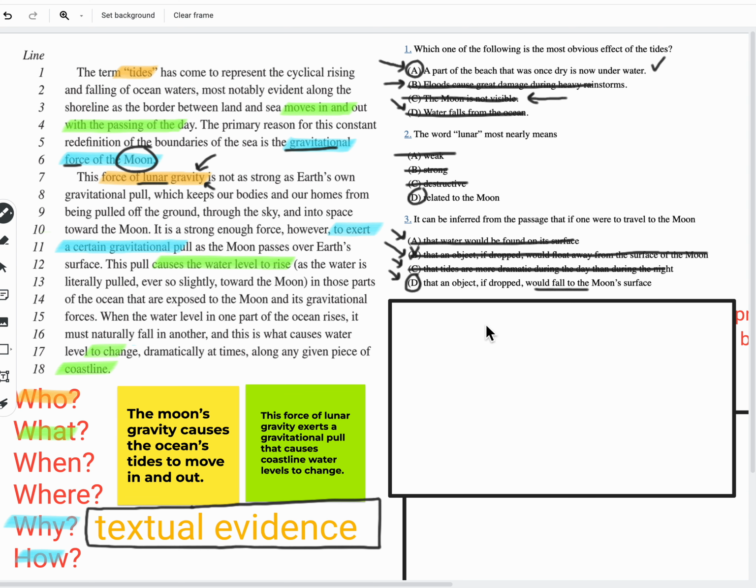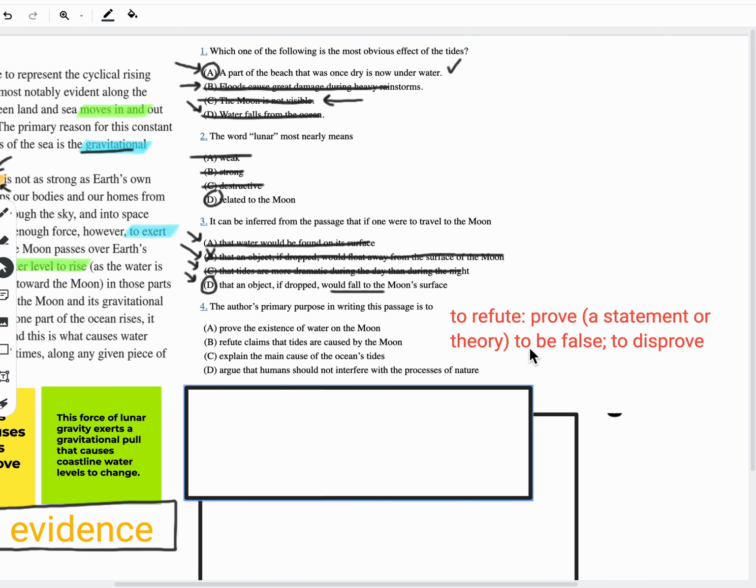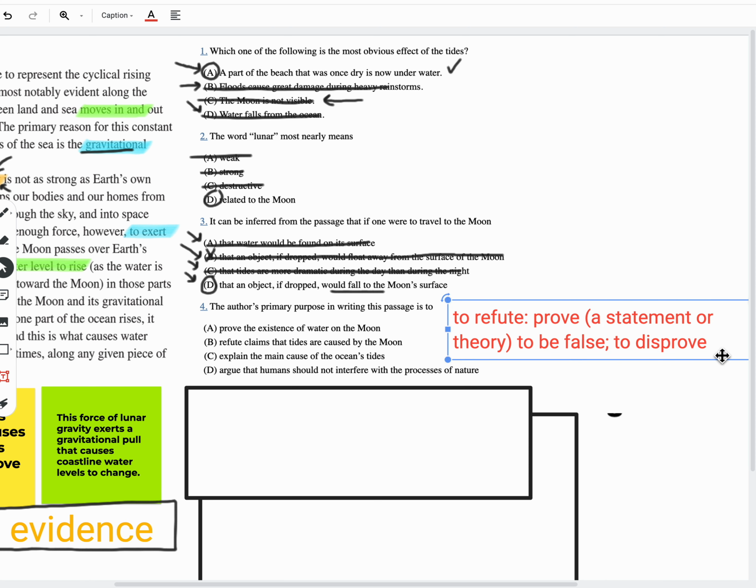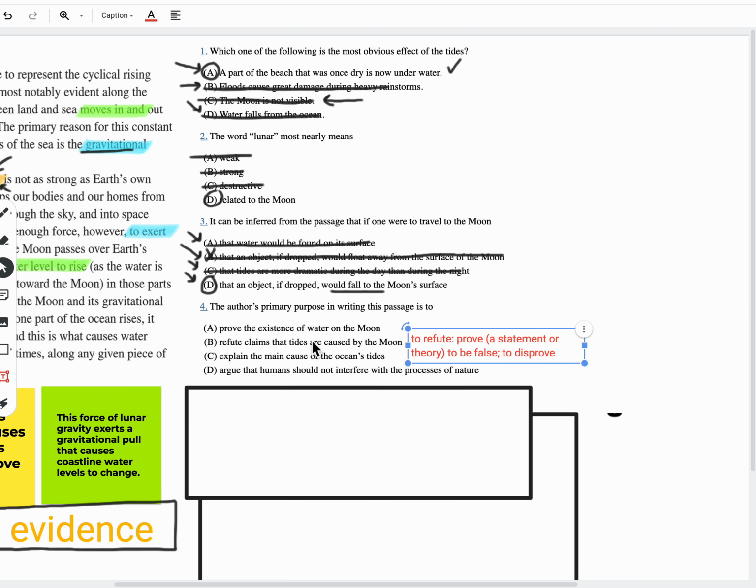Let's take a look at 4. The author's primary purpose in writing this passage is to... Now, I've added a note here that to refute means to prove a statement or theory to be false, or to disprove, as this may be a more academic term for us. Let's go to our answer choices.